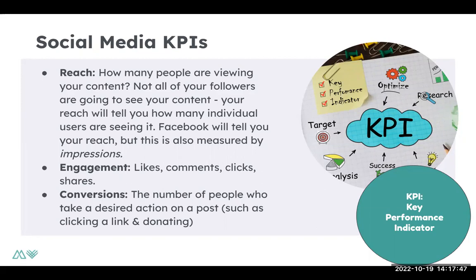So when we talk about reach, this is how many people are viewing your content. If you post a reel or an Instagram story, how many people are viewing your story or your reel? This can also be measured by what's called impressions. Engagement refers to likes, comments, clicks, and shares that have happened on your post. So this is more than just someone looking at your post. They're also engaging with your post. They're engaging with your organization. And we'll also talk about the Facebook and Instagram algorithm and how engagement plays into that.